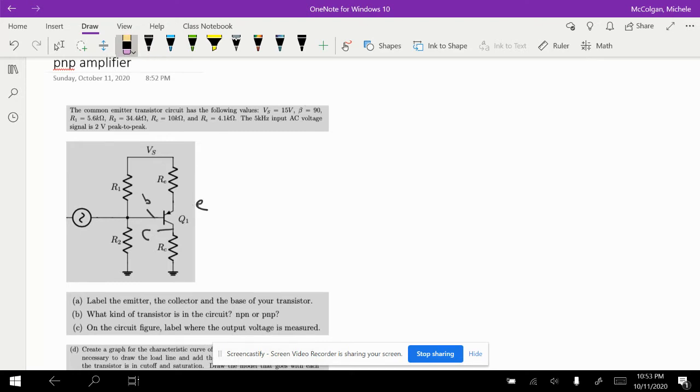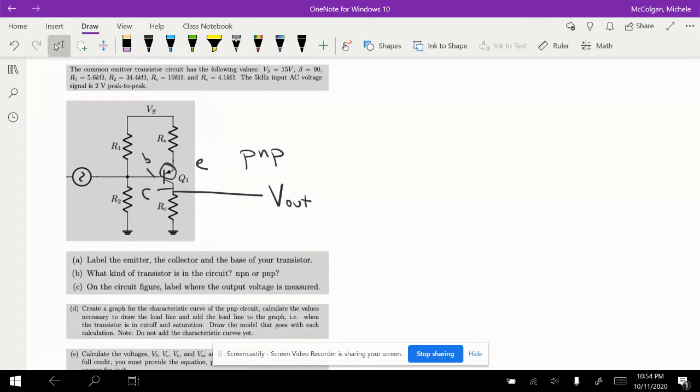The next thing it asks is what kind of transistor is in the circuit. Because the arrow points in right here, this is a PNP transistor. And on the circuit, label where the output voltage is measured. When we have both an emitter resistor and a collector resistor, the output voltage is going to be on the collector. So right here, this is going to be our V out on the collector.